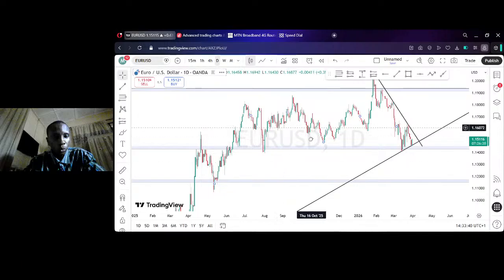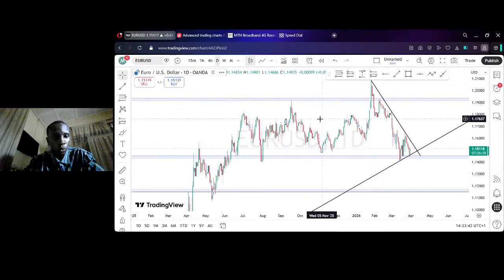So now, as you can also see, price has hit this level of resistance right here. We have this first touch point.